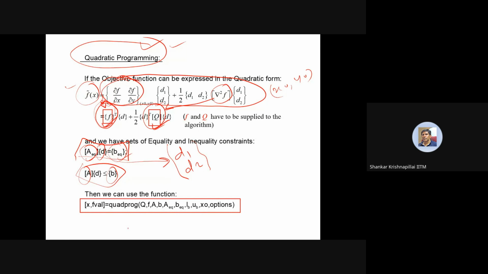So in order to call this quadprog subroutine, the arguments are first Q, that is this Q matrix; then this second derivative matrix must be supplied. Then A, B are the inequality constraints, A equality, B equality are the equality constraints, LB, UB are the lower bound and upper bound of D1, D2, then X0 is the starting point of the D1, D2, and the options are set by optimset.